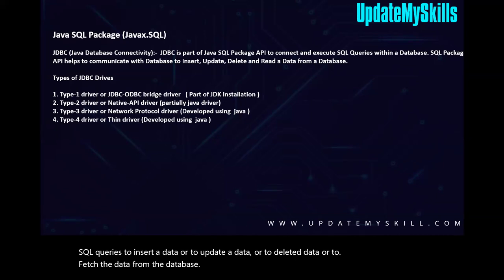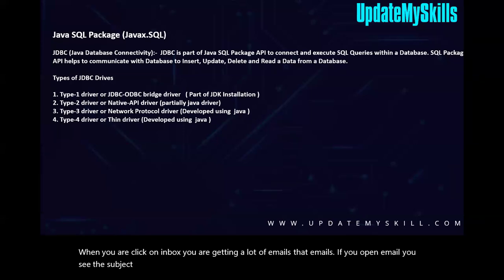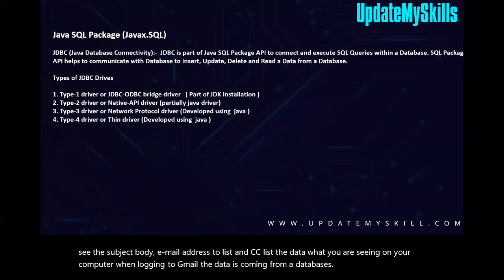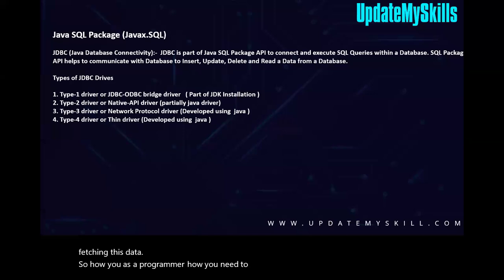As you are seeing in your Gmail, when you click on inbox, you are getting a lot of emails. If you open an email, you see the subject, body, email address, to list and CC list. The data that you are seeing on your computer when logging into Gmail is coming from a database. It means that your Gmail application is underneath communicating with the database and fetching this data. So how you, as a programmer, need to develop JDBC communications.